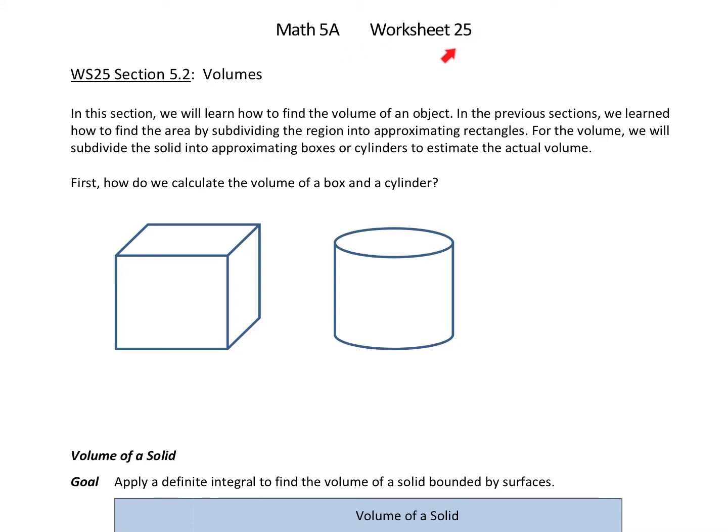All right, welcome to worksheet number 25. This one will cover section 5.2 from our textbook. Here we try to find the volumes of different objects. In this section, we'll learn how to find the volume of an object.